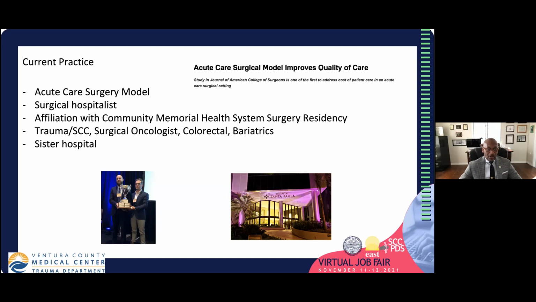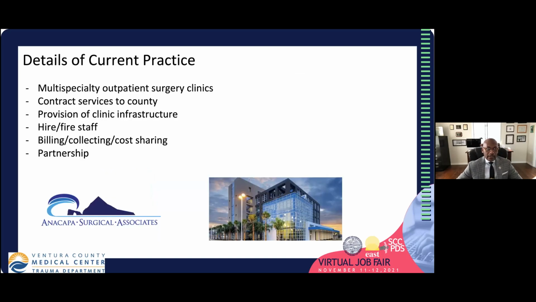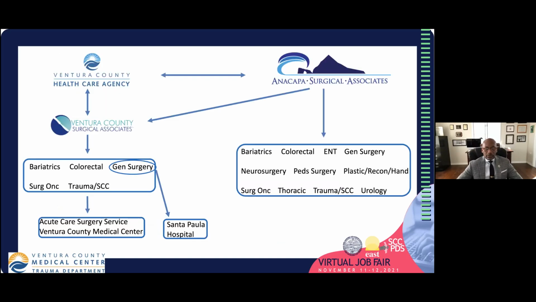Now, we also provide trauma, surgical critical care, oncology services, as well as bariatrics and colorectal. And we have a sister hospital, a smaller sister hospital, where we provide care. It's set up in such a way that we have a multi-specialty outpatient clinic, and we contract our services to the county. They provide the infrastructure for us. They provide a clinic setting. They have all the tools and gadgets we need. And then we hire and fire the staff, and we have a billing and collecting contract that we're still working through, and cost sharing and partnership. So it's set up this way.